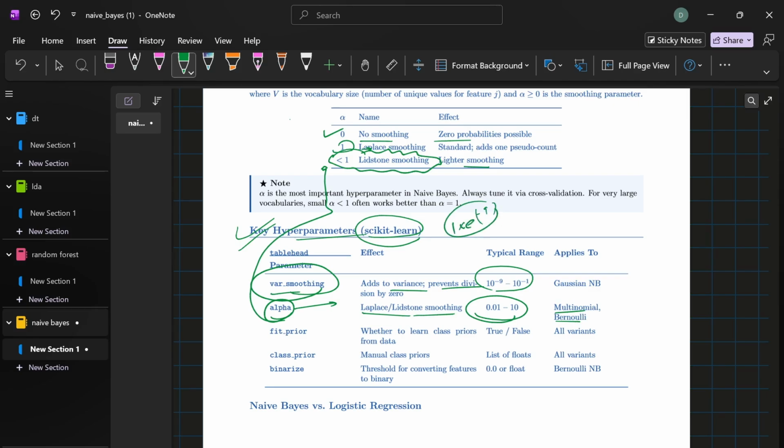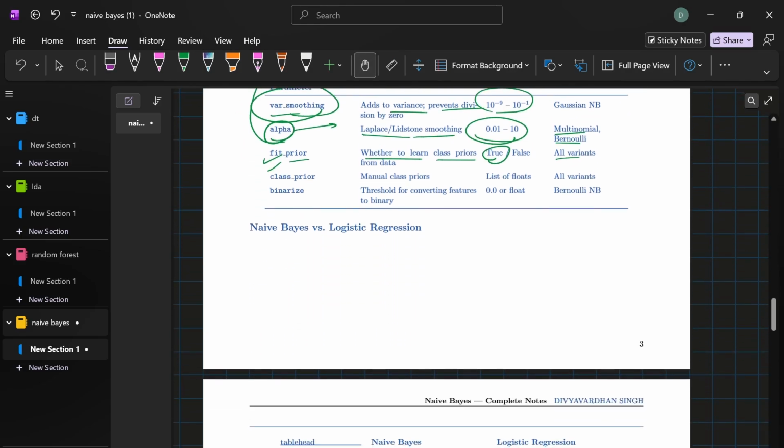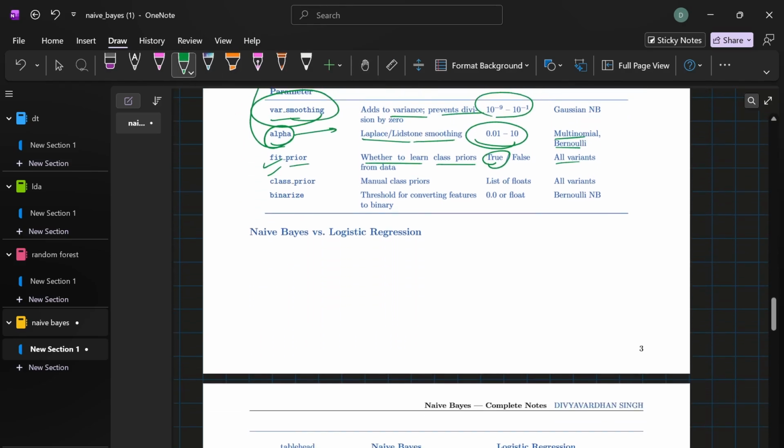The third one is fit prior, whether to learn the class prior from the data. The default is true, which is almost always what you want. But if your test data is very different in the class distribution, you can set a manual prior using class prior. The fourth one is binarize, for the Bernoulli NB only. It's the threshold to convert continuous values into 0 or 1.